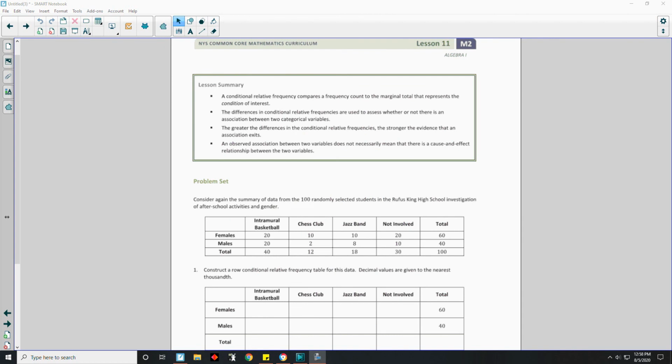Okay, page 6 brings us to the end of lesson 11. Review the lesson summary and go to your problem set.